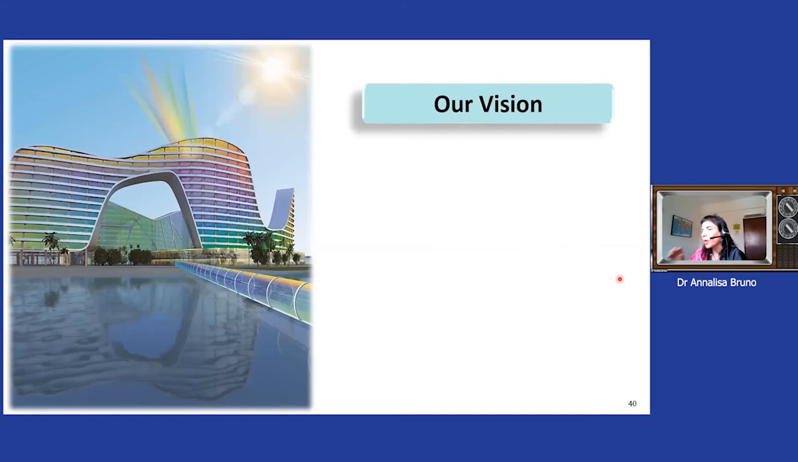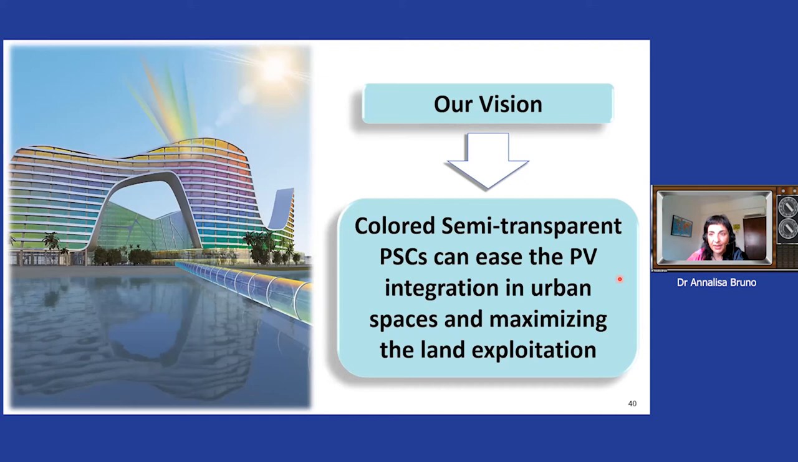Okay, so as I mentioned before, this is all very beautiful and very interesting and promising, but our long-term vision is of course to develop solar cells that can be really integrated in our everyday life. To make it possible, we also developed colored semi-transparent solar cells, with the idea that they could be integrated in a building like the one that you see here, or over a bridge, or many different urban contexts.